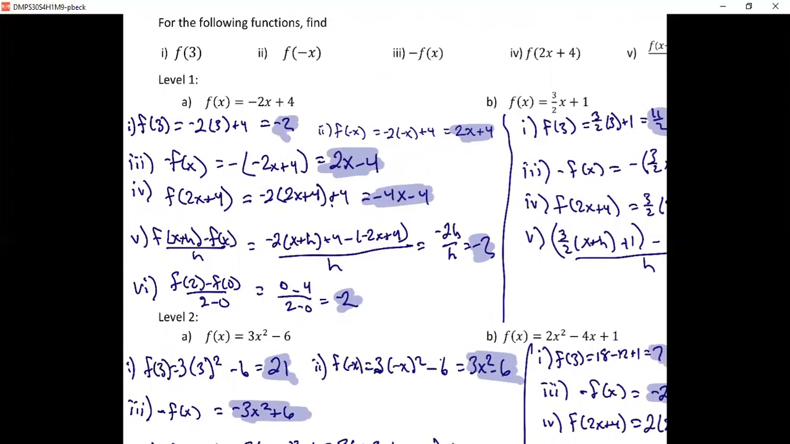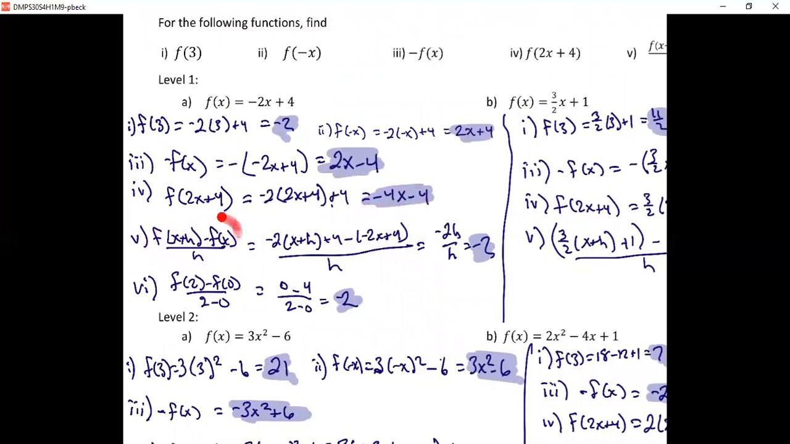Number 4, f of 2x plus 4, means we plug the expression 2x plus 4 in for x right here. Remember I said whatever the input is, it replaces the x. In this case, the input is an actual expression. So then simplify your result.